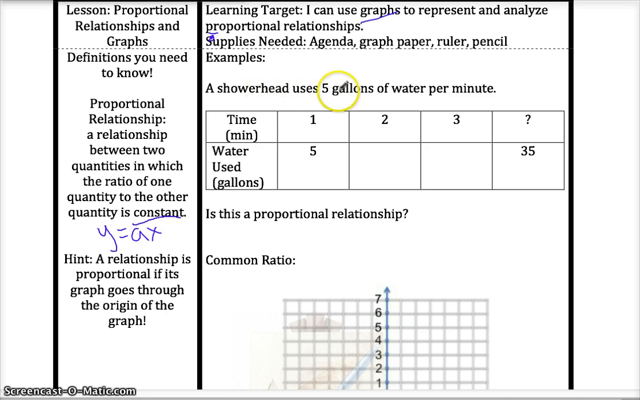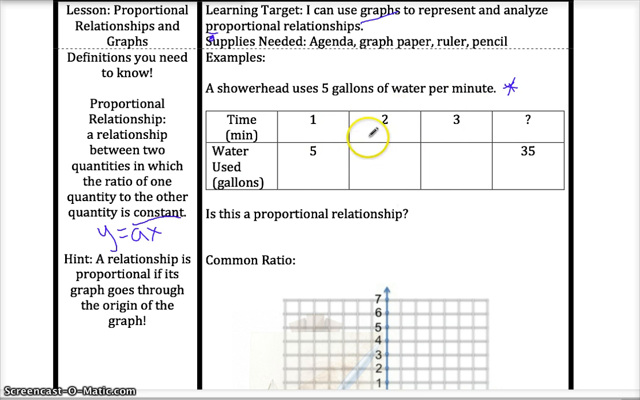A showerhead uses 5 gallons of water per minute. We've already been working with problems like this, so you should be set on how to solve this problem. Here is our table that represents this information. So on top we have time, and underneath we have the water used in gallons. And so in 1 minute we have 5 gallons. This table is asking us to fill in how many for 2 minutes.